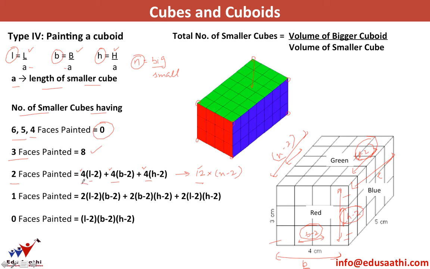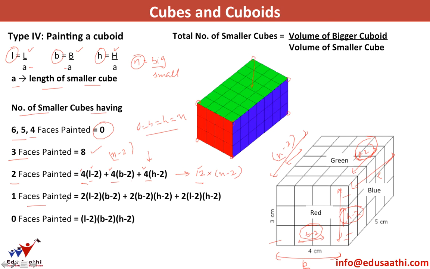So what is the answer? 4 into (l minus 2) plus 4 into (b minus 2) plus 4 into (h minus 2). The logic remains the same, that each edge will give me l minus 2 cubes which have two sides painted, whereas in the case of a cube we had n minus 2. The logic remains the same, but since l, b and h are different, whereas in case of a cube l was equal to b is equal to h is equal to n, that is why we have this formula here.